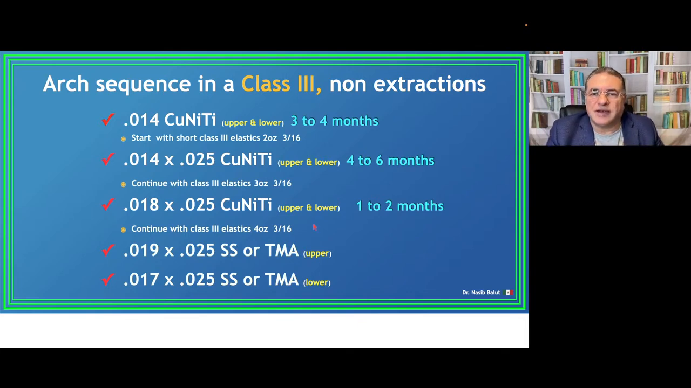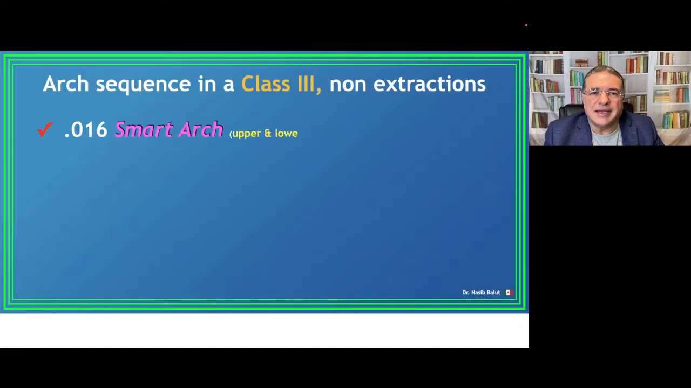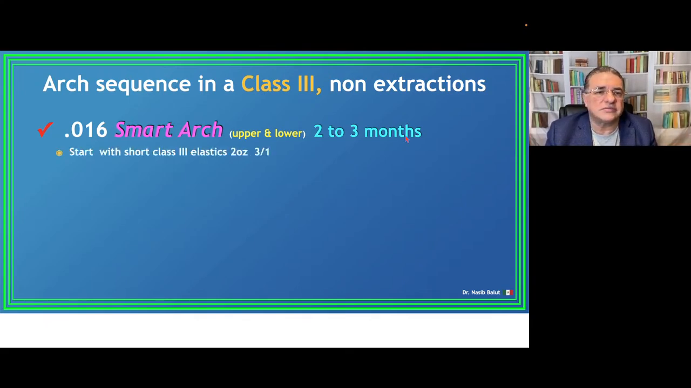non-extractions. It will vary the amount of time that I leave the arches. For example, if I have a lot of crowding, then I will leave the O1 for much more time. If we are using the smart arch, then I will start with 016, that again, I leave for 2 to 4 months. We'll do the same.